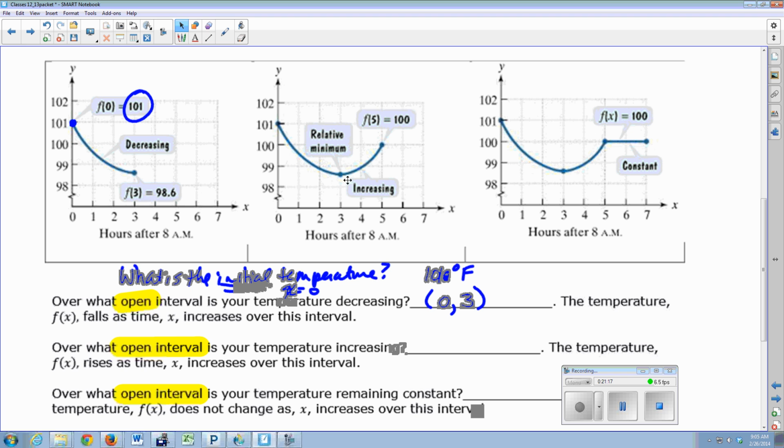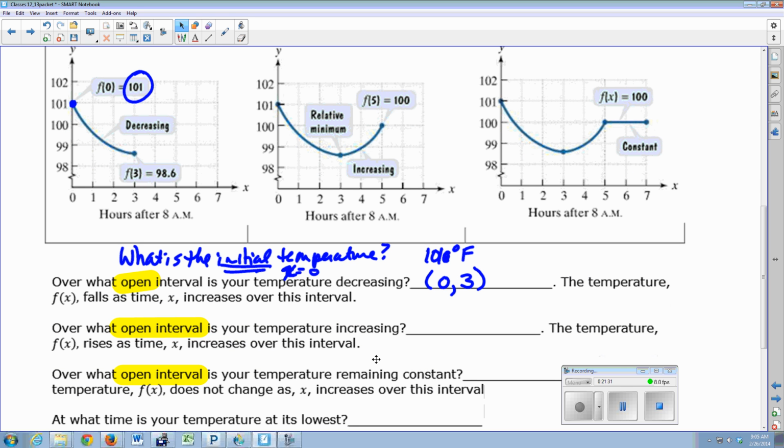Okay, so now we're going to move on. Well, I did too much work making this graph. My temperature starts to increase. Okay, so over what open interval is your temperature increasing? Paul, could you help me with that? 3, because we're going to start right here.